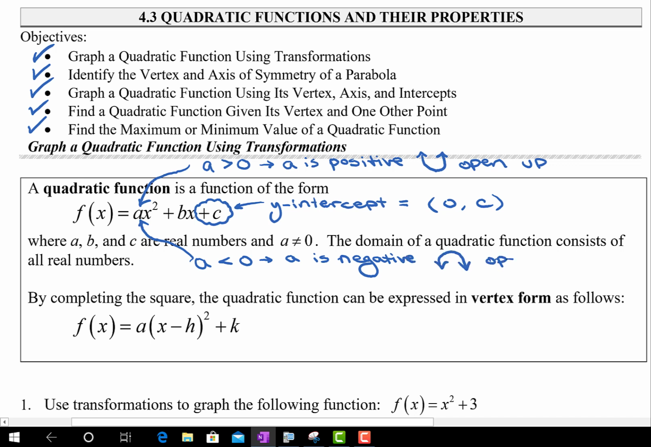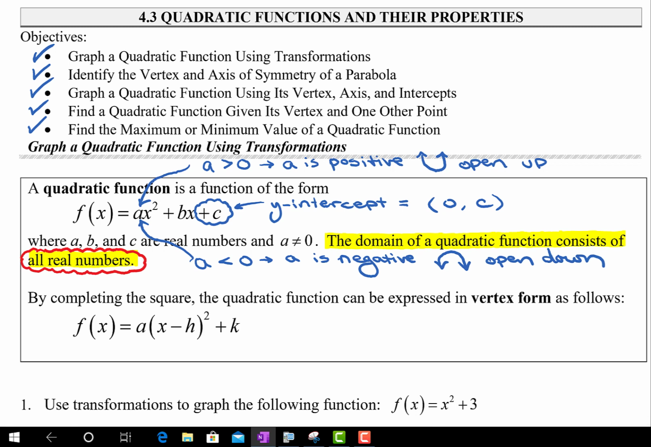All right. So in this form, a, b, and c are all real numbers with a not equal to 0. And the domain of a quadratic function is always going to consist of all real numbers. That's always going to be true for any quadratic function we're working with, so it's got to be a quadratic function.